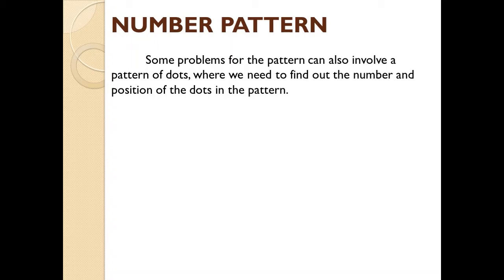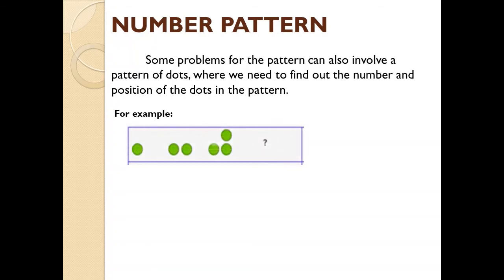Some problems for the pattern can also involve a pattern of dots, where we need to find out the number and position of the dots in the pattern. For example, we have here on the first term 1 dot, second term 2 dots, third term 3 dots. What we are looking for here is the number of dots in the fourth term. Looking at the pattern, we can get 4 dots.